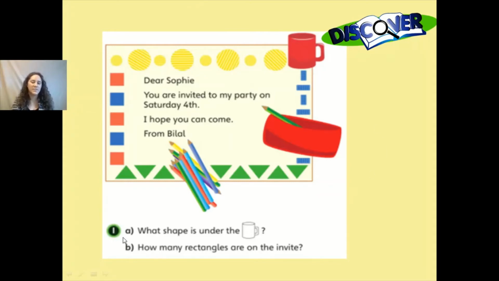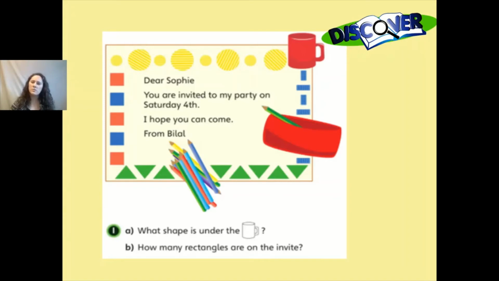Right, let's look at question 1B. How many rectangles are there on the invite? Now I know my rectangles were all over here. I'll count how many I can see. 1, 2, 3, 4, 5. I know there's 5 already, but there are some underneath the pencil case. I'll have to continue my pattern to find out how many are hiding under that pencil case, and then I can count them along with the 5 I've already counted.